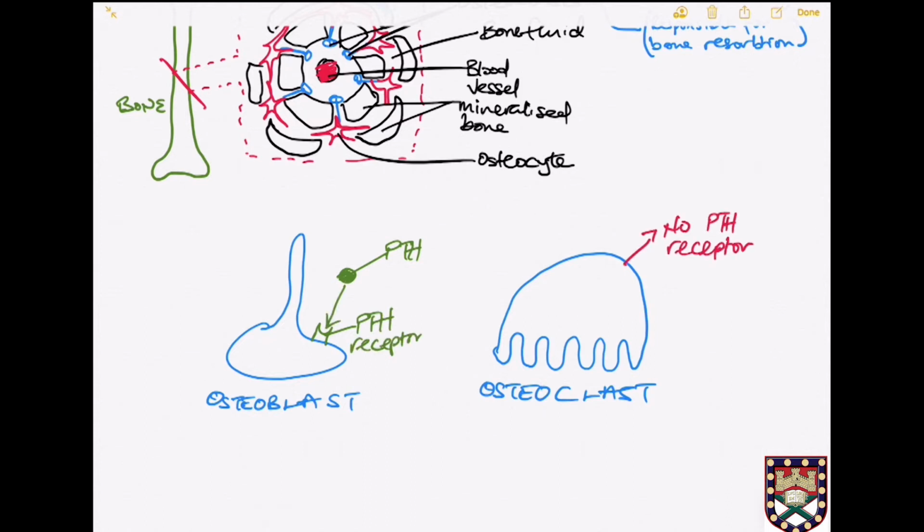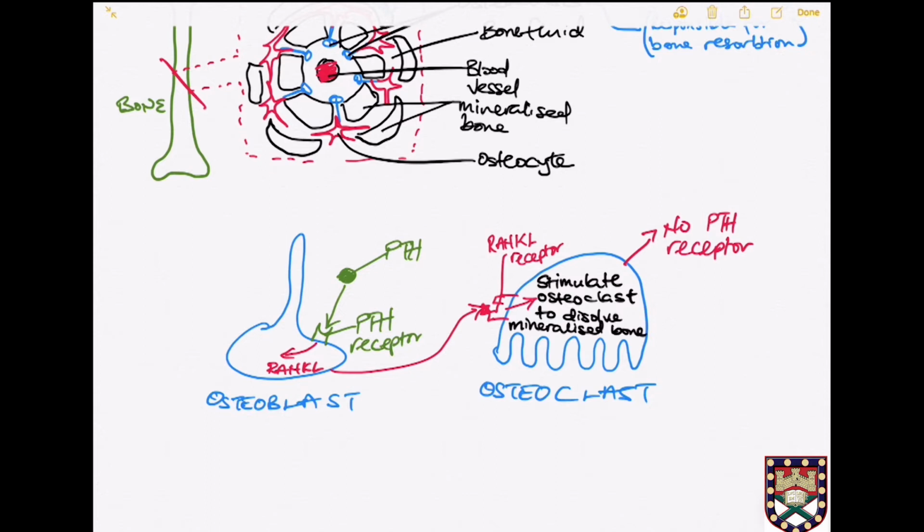And so the stimulation of osteoclasts by the parathyroid hormone is an indirect one, where the parathyroid hormone binds to receptors on osteoblasts, and they in turn secrete a protein called RANKL, for which osteoclasts have a receptor. RANKL therefore binds to osteoclasts and stimulates them to gobble up crystallized bone and release calcium and phosphate ions.